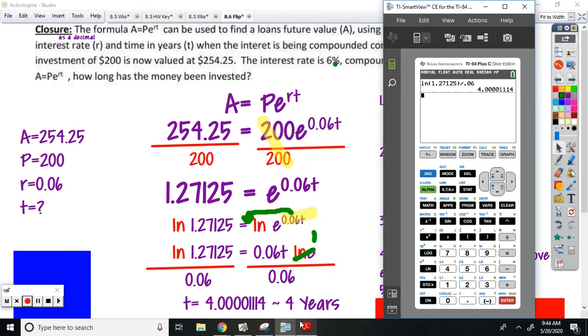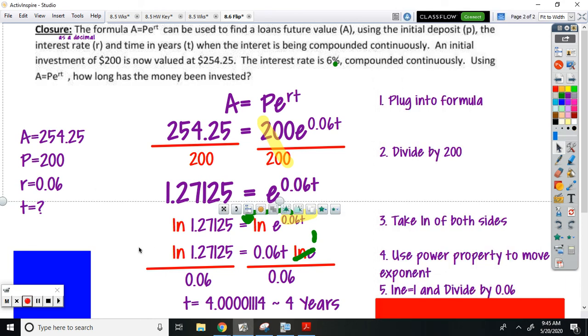Again, if you'd like to check your answer, you are more than welcome to. Go ahead and store that for X. And let's go back and type in the original equation and see if we get 254.25. So we'll have 200 times e to the 0.06 x power. And we do indeed get that answer. So just be sure on your homework and on your mini quiz that you check your answers to make sure that you're getting them right.